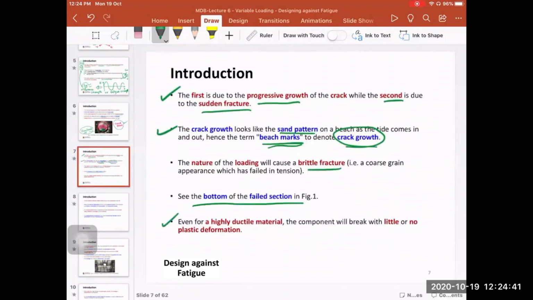And even with some ductile material, you see, normally we understand that brittle fracture occurs in brittle materials. But in this case, because we have fatigue loading or fluctuating loading, this kind of failure or fracture happens. So the crack starts to propagate. Once it reaches its critical length, the brittle fracture happens even for ductile material. So there would be no sign of any plastic deformation.